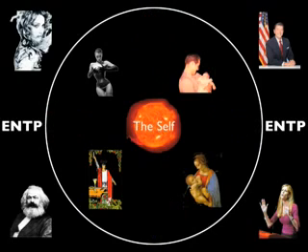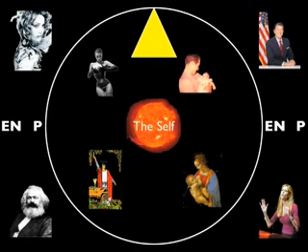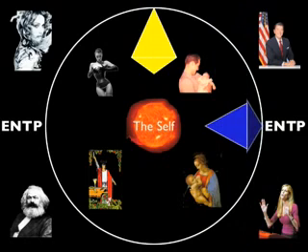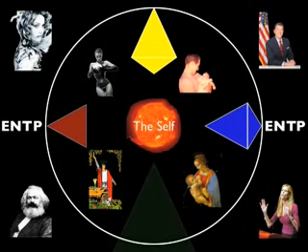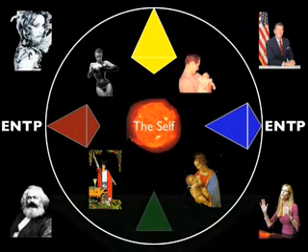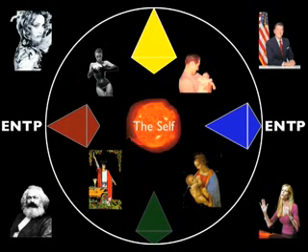Now another example, ENTP. Primary function is extroverted. Primary extroverted function is going to be perceptual. So the primary function is going to be perceptual. Intuition or sensation. Intuition. Secondary function is introverted, thinking or feeling. And here it's thinking. And so on. So let's do one last example.